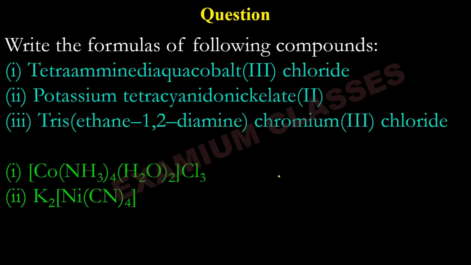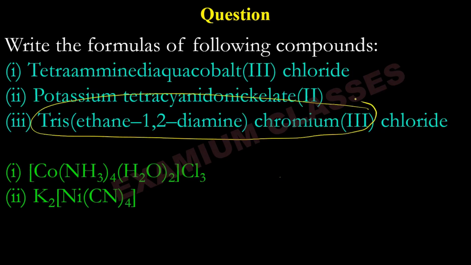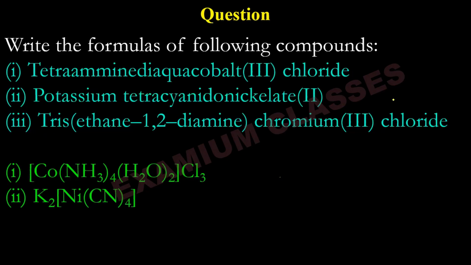Next, tris(ethane-1,2-diamine)chromium(III) chloride. So again, it is easy. Chloride is the anionic part. It means the coordination entity is cationic. And here we will write tris. Tris is written when the ligand is polyatomic and already has numbering. So we have it in parenthesis, and because it has numbering already, we have tris here. We won't write tri here. We will write tris here. It means there are 3 ethane-1,2-diamine with chromium 3.